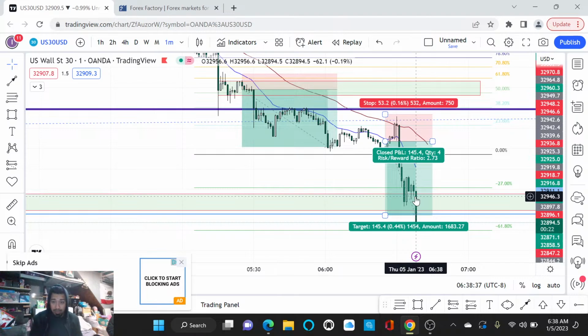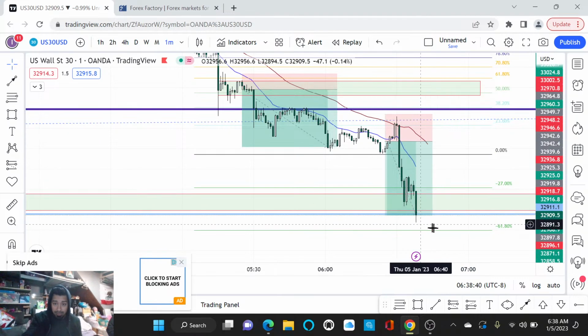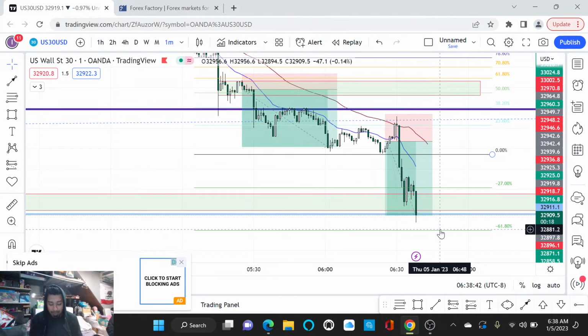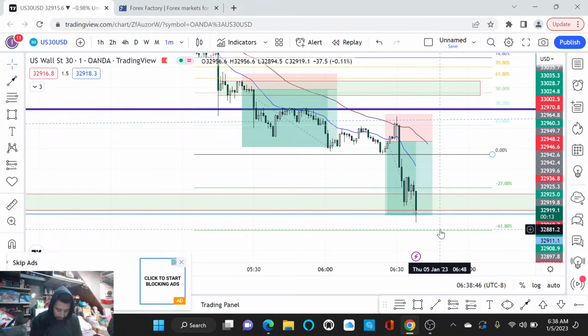Oh, see that? Look at what it did. As soon as it touched it, you see a rejection on it. So I was up 151 pips, and it went all the way down to 126 pips just as soon as it got there. It's going down.